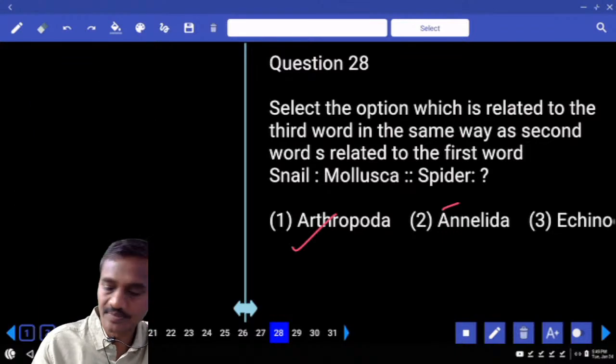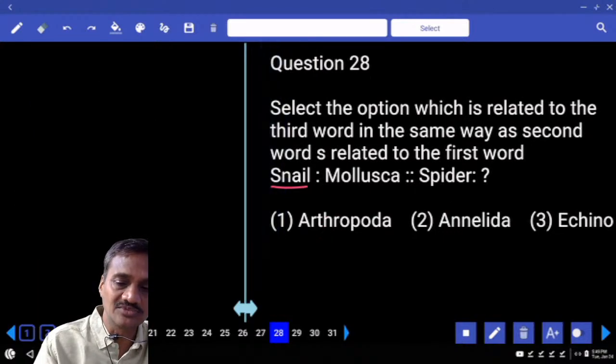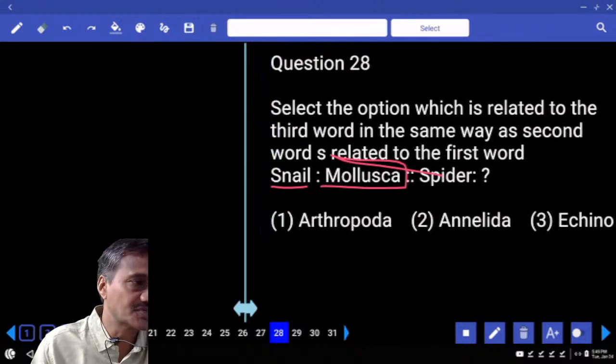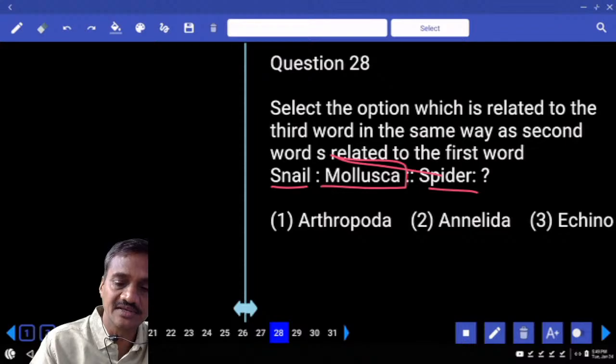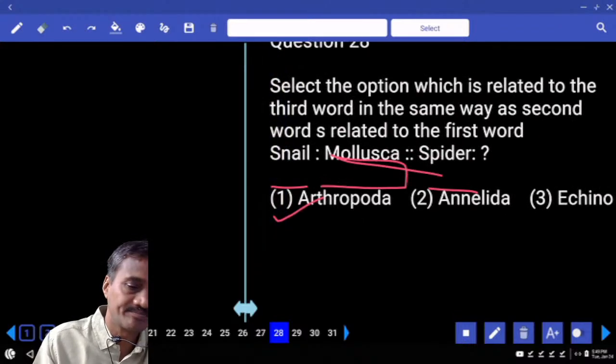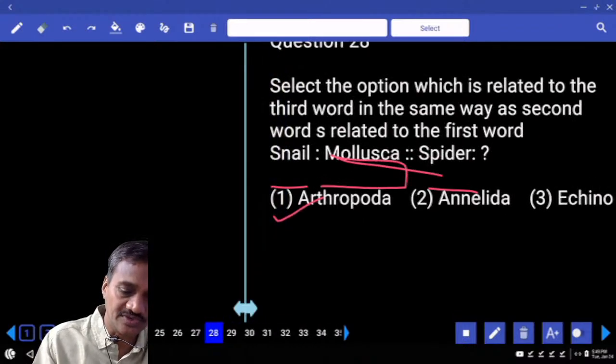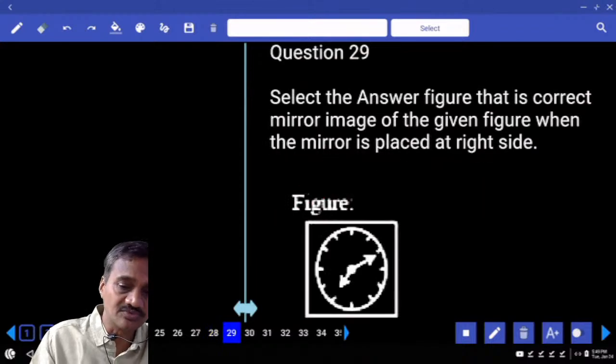Then 28. Now this snail comes under the family called Mollusca. And similarly this spider comes under which category? Arthropoda. In 28 it is choice 1. Then coming to question number 29.